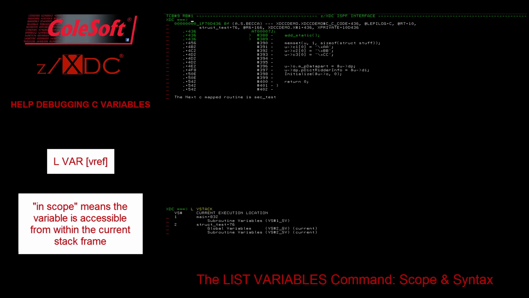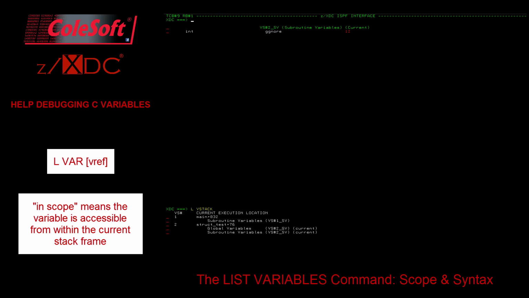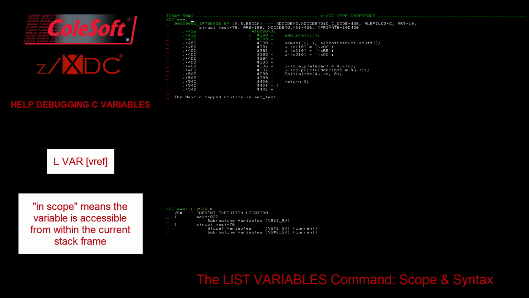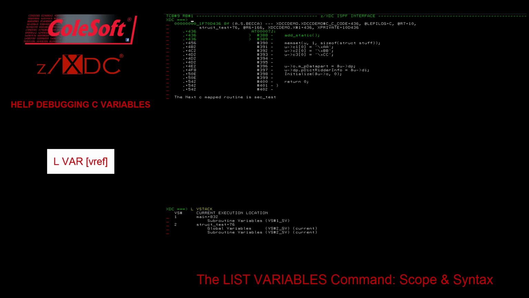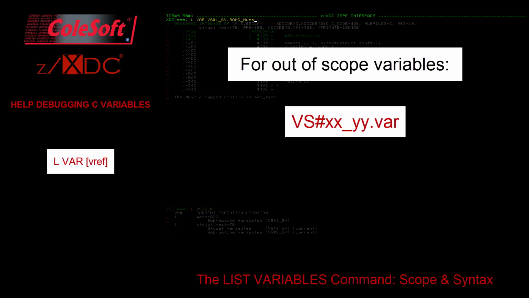Variables can be in scope, accessible within the current stack frame, or out of scope. To display a specific in-scope variable, all you need is the name of the variable. But that won't work for out-of-scope variables. If you want to display a variable that is out of scope, you must use its stack frame to reference it. The syntax for specifying an out-of-scope variable is shown here.